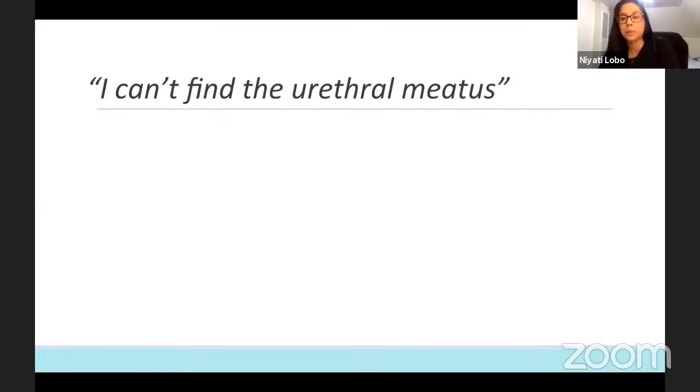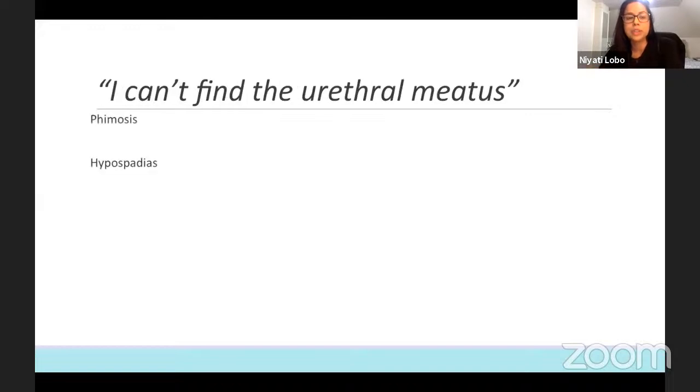So this is the second problem. I can't find the urethral meatus. The meatus is just the hole at the end of your water pipe that you pee out of. And there are two reasons for that. One is a phimosis, and that is the most common reason, I would say, from phone calls that we get. And then a much less common reason, but sometimes you do see now and again, is a hypospadias.